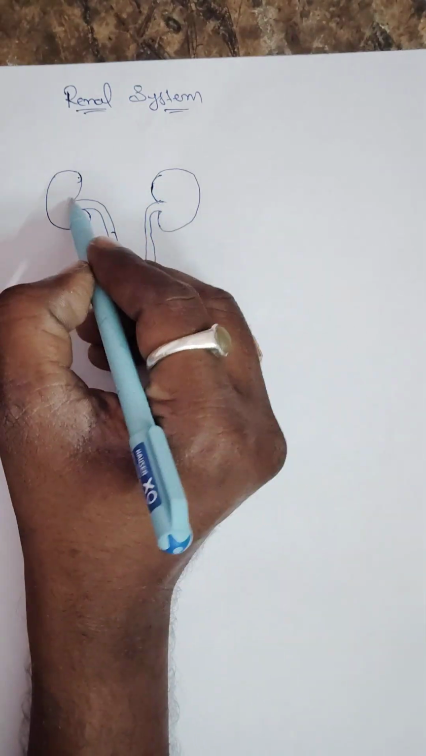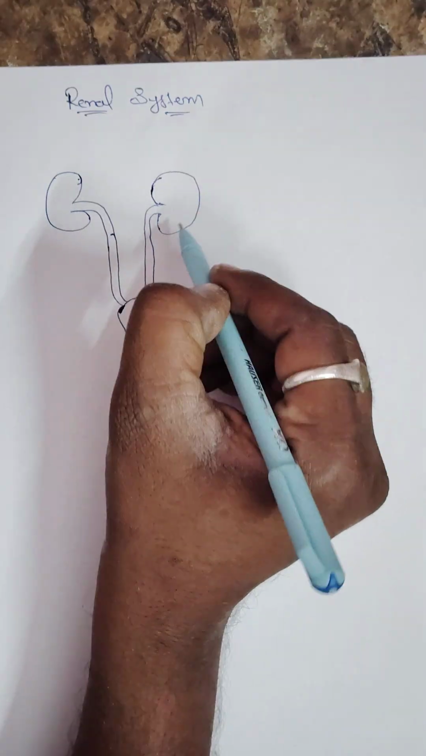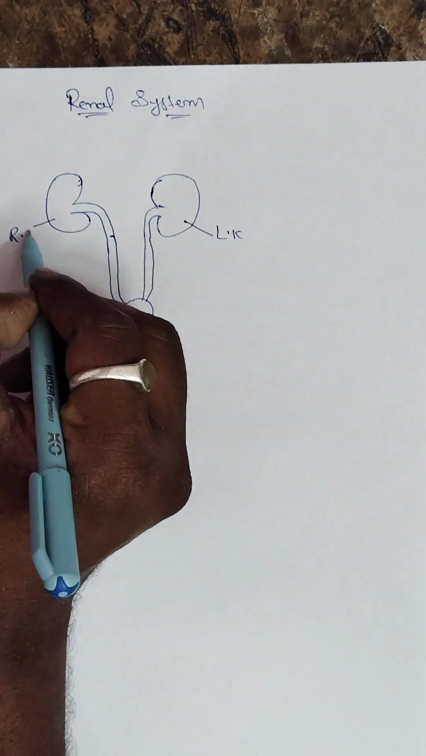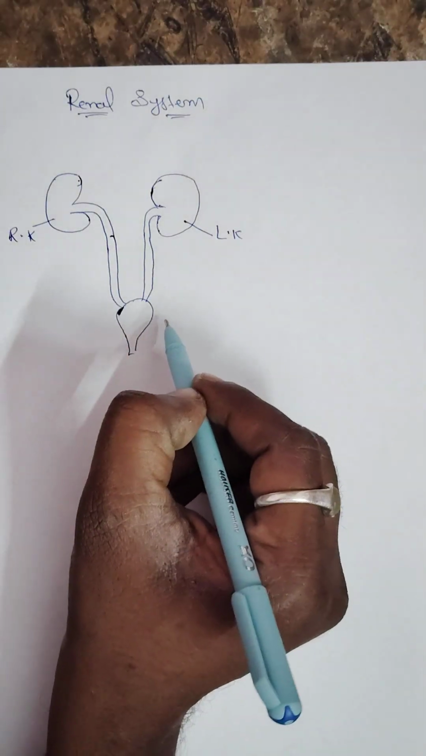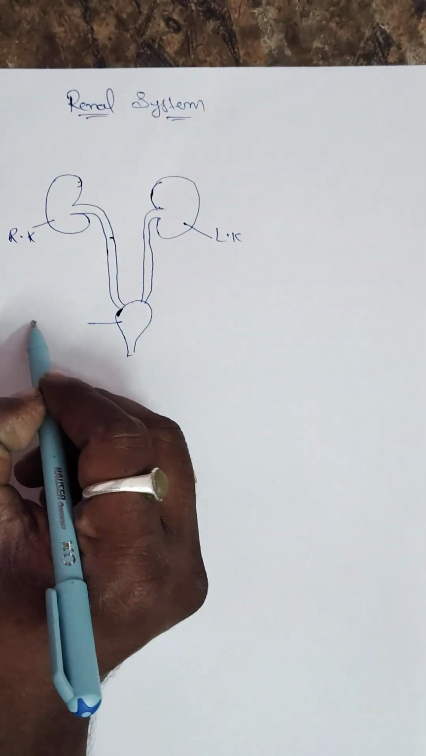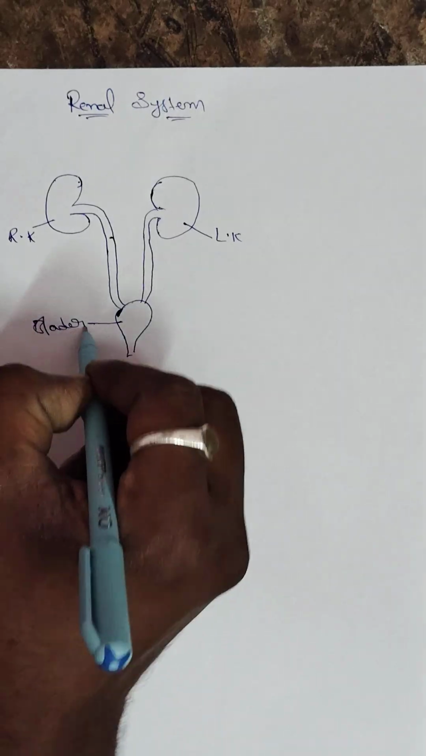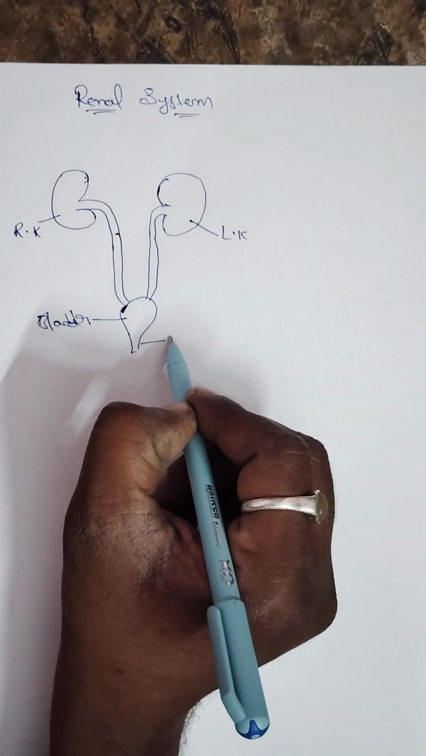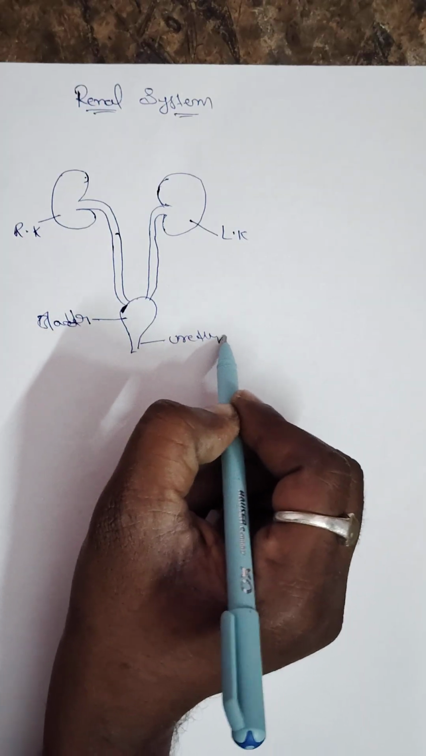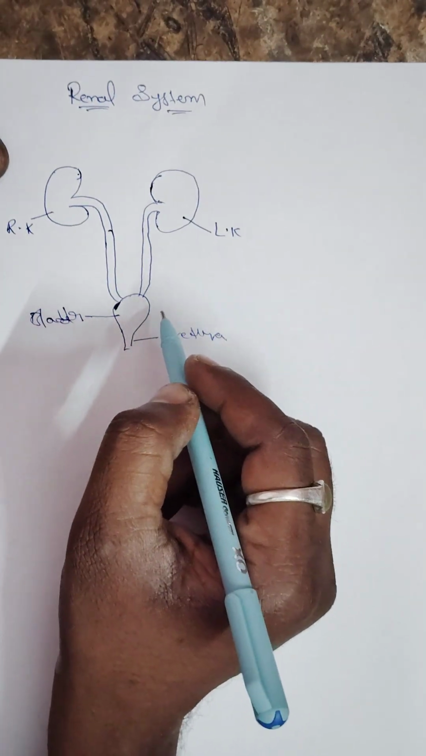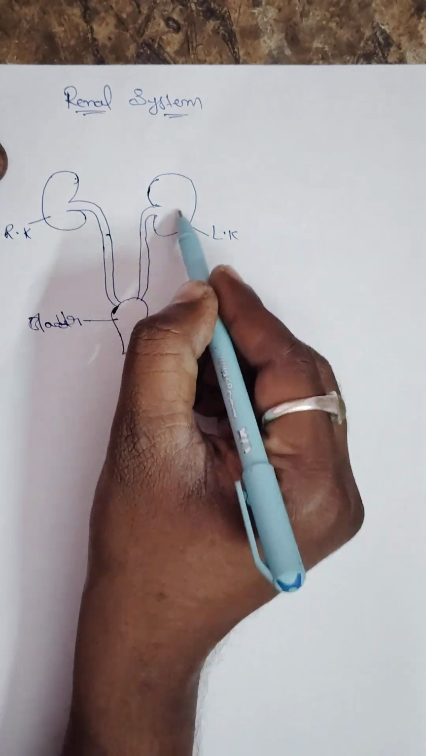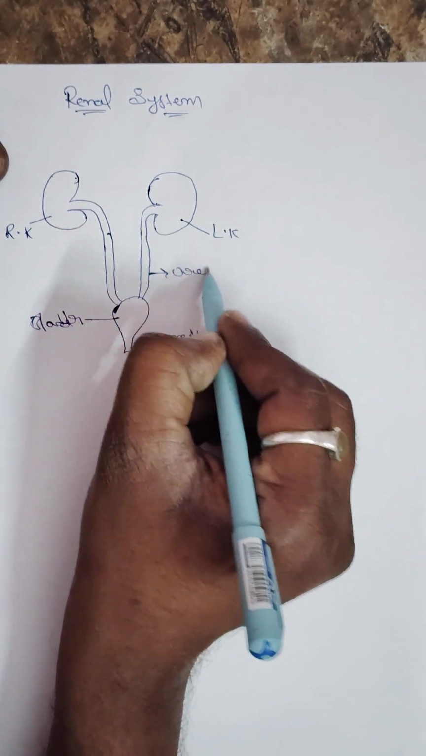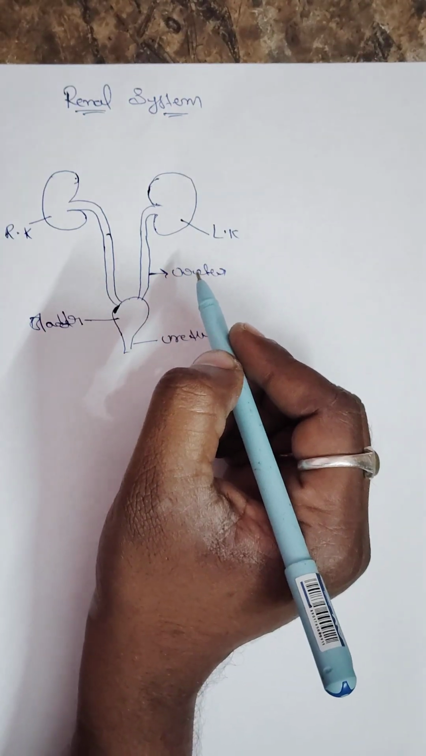So this is the bladder. These are the kidneys. One is the right kidney and one is the left kidney. This is the left kidney. This is the right kidney. This is part of the bladder, and this is the urethra. Here these two are connected by the ureter. These are connected by the ureter.